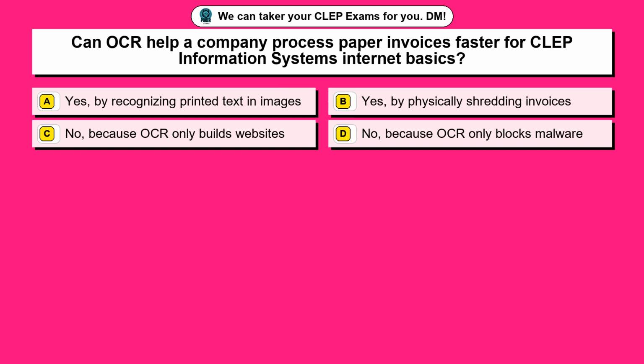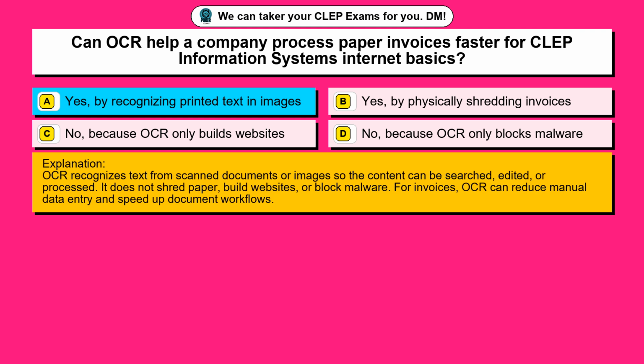Question 6. Can OCR help a company process paper invoices faster for CLEP Information Systems Internet Basics? Option A. Yes, by recognizing printed text and images. Option B. Yes, by physically shredding invoices. Option C. No, because OCR only builds websites. Option D. No, because OCR only blocks malware. The correct answer is option A. Yes, by recognizing printed text and images.